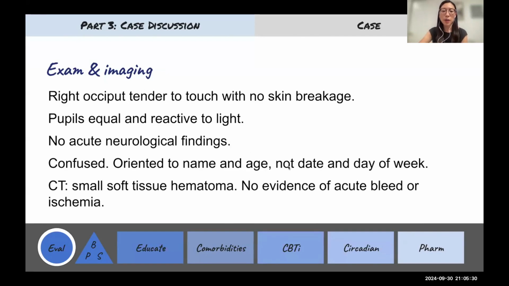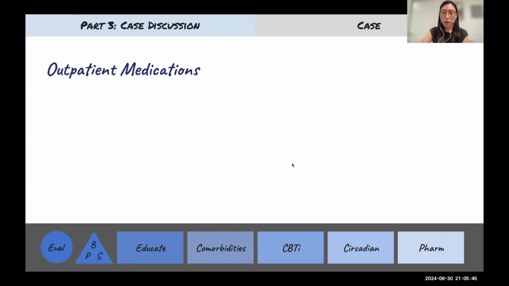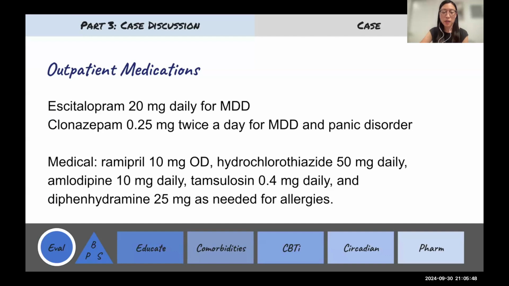As a team, you do obtain some head imaging. So on CT scan, you notice that there's a small soft tissue hematoma that correlates to the area of tenderness. But fortunately, otherwise, there's no intracranial bleed or no acute ischemia. So moving on, continuing with the evaluation, we review his outpatient meds. So he's on 2 psychotropic medications. He's on Lexapro 20 milligrams that he takes for depression. He's taken this for a long time. And he's also on clonazepam 0.25 milligrams twice a day, which he says helps with both his depression as well as his panic disorder.